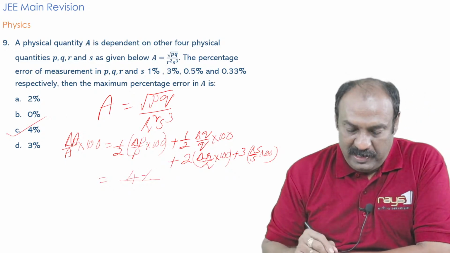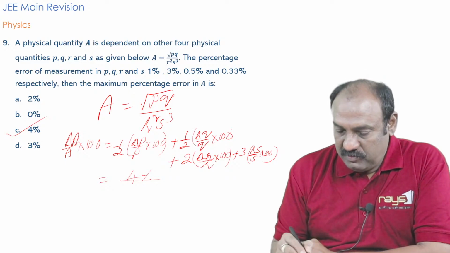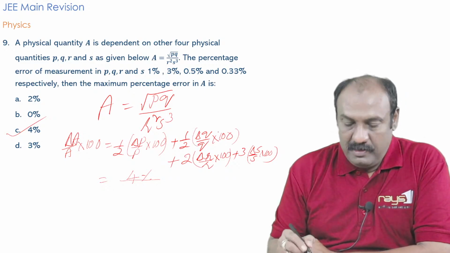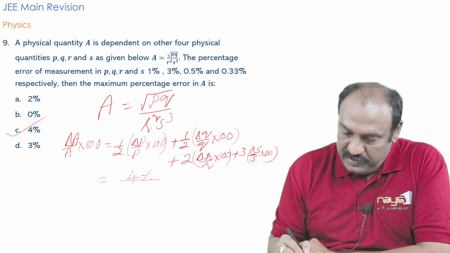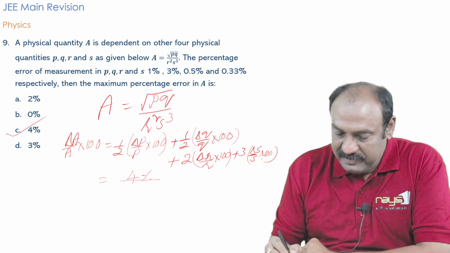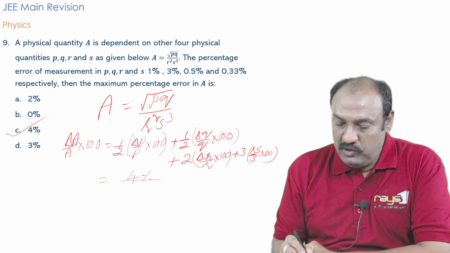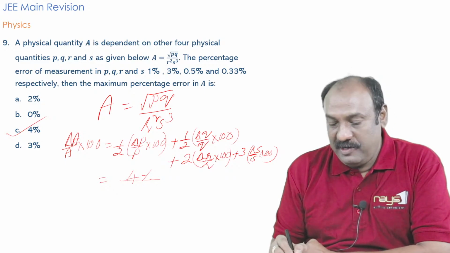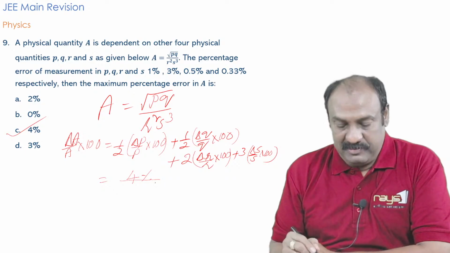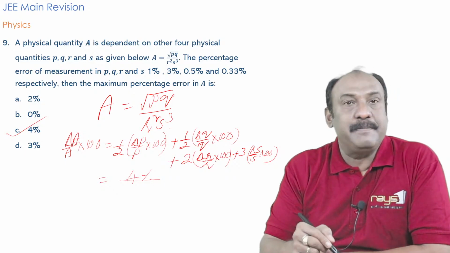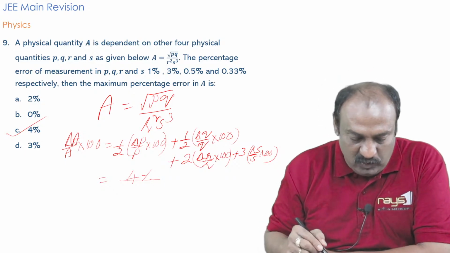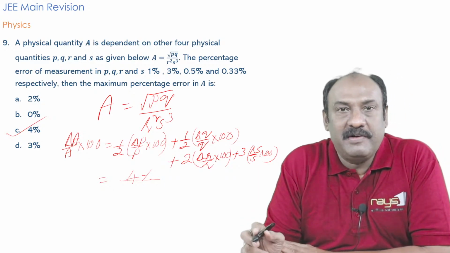You substitute the values. This value is 1, this value is given as 3, this value is given as 0.5 and this value is given as 0.33. So 1 by 2 into 1 plus 1 by 2 into 3 plus 2 into 0.5 plus 3 into 0.33. So after calculation, we get percentage of error in the measurement of quantity A is 4%. So answer is C for question number 9.